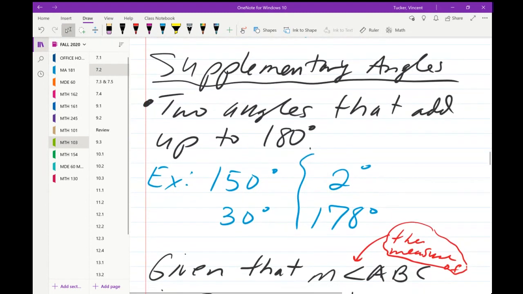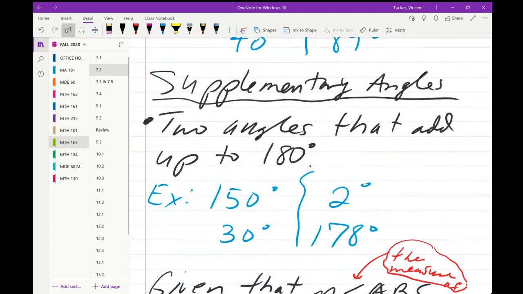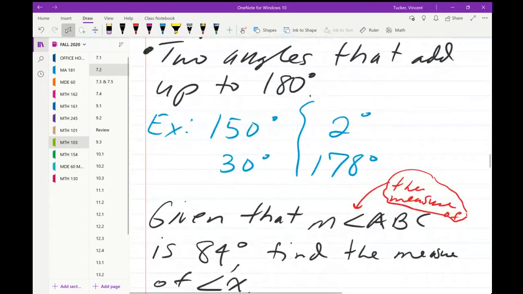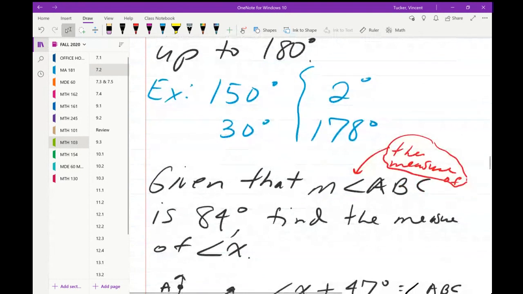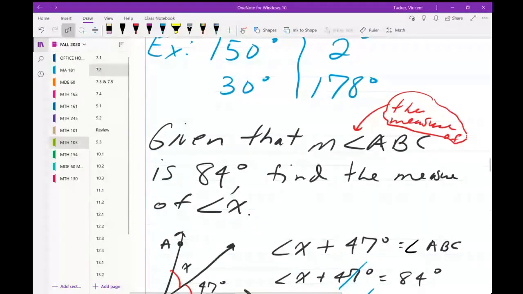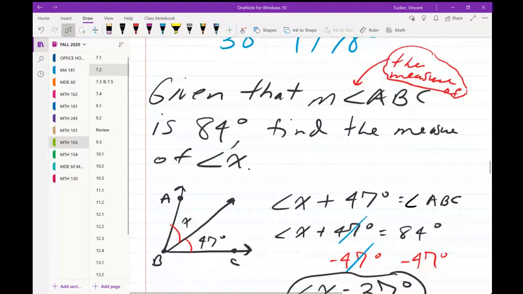All right, any questions before we look at the example? All right.